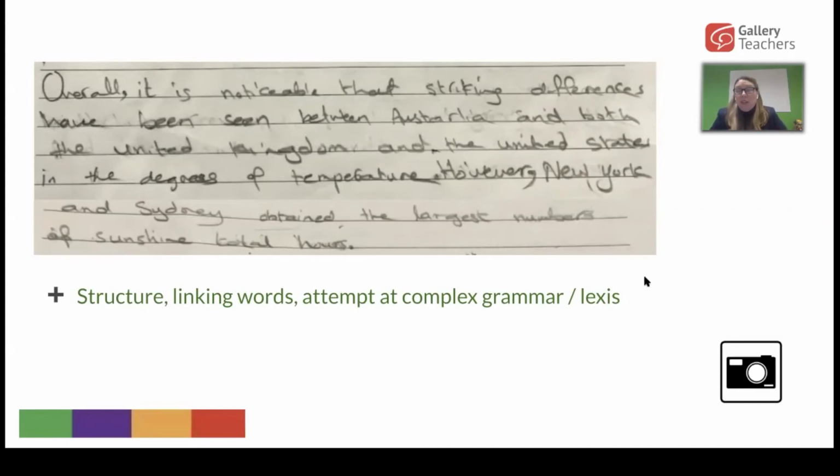So we've got some structure, we've got some linking words. We also have words like however. Okay, there is an attempt at some complex grammar, and there is also an attempt at some complex lexis. Okay, so we've got words like striking difference, for example. We've got the word obtained instead of get. Okay, get is a big no-no for IELTS writing.